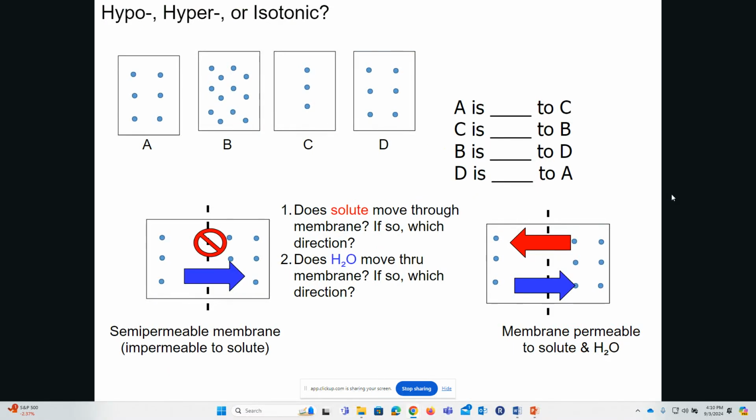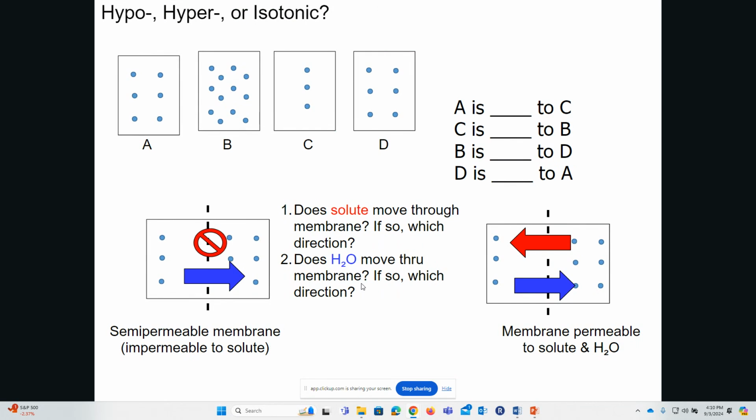So let's look at some more examples. Let's look at these two examples at the bottom here. We want to know, does solute move through the membrane and does water move through the membrane? And then we want to know, if they do, which direction. For the example on the left, we have a semi-permeable membrane that is impermeable to solute, so the solute doesn't move. But the situation on the right has a membrane that's permeable to solute and water, so the solute does move. And for both membranes, both situations on the left and right, they're both permeable to water, so water does move. But what about directions?